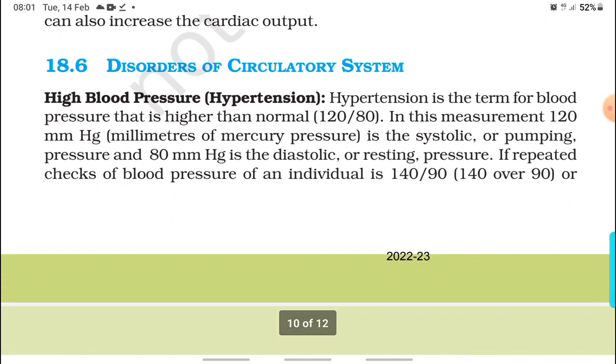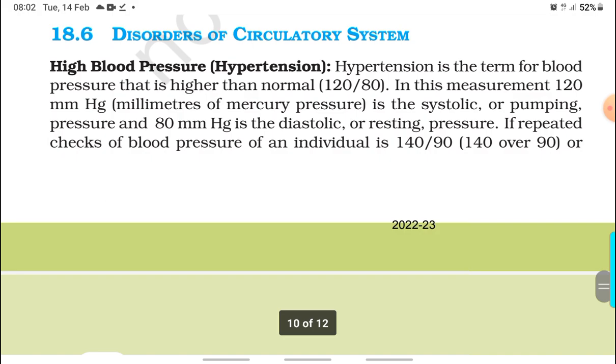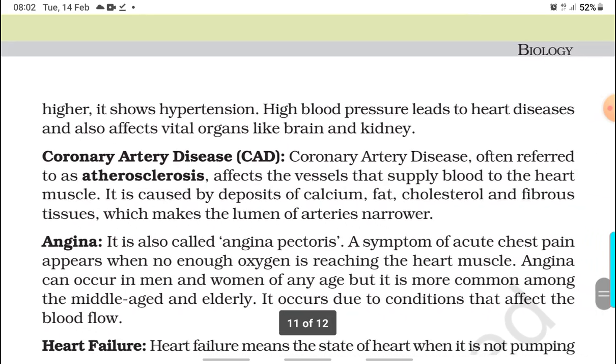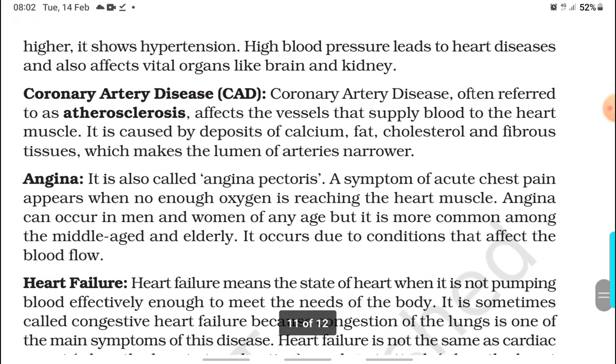Disorders of the circulatory system. High blood pressure or hypertension. Hypertension is the term for blood pressure that is higher than normal, 120 by 80. In this measurement, 120 mm of Hg, millimeter of mercury, is the systolic or pumping pressure, and 80 mm of Hg is the diastolic or resting pressure. If repeated checks of blood pressure of an individual show 140 over 90 or higher, it shows hypertension. High blood pressure leads to heart diseases and also affects vital organs like the brain and kidney.